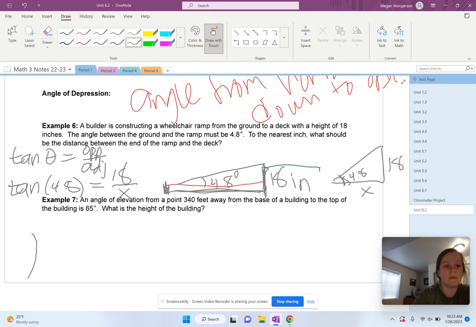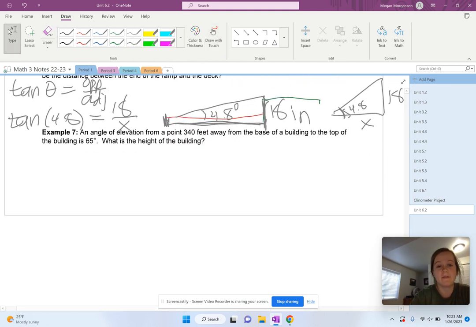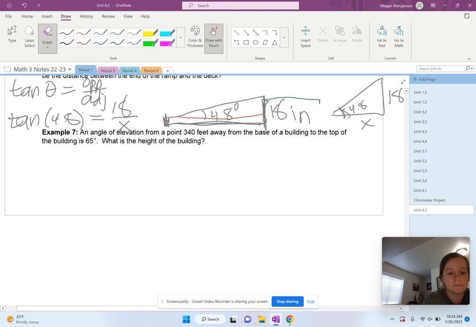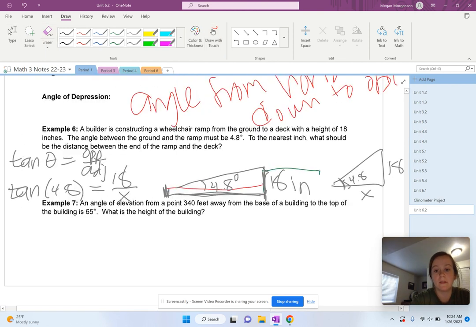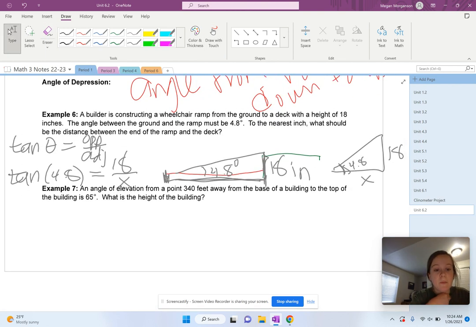I am going to scroll down a little bit so we have more room. Okay, so you've got tangent of 4.8 equals 18 over x. We need to solve for x. We need to get x by itself.